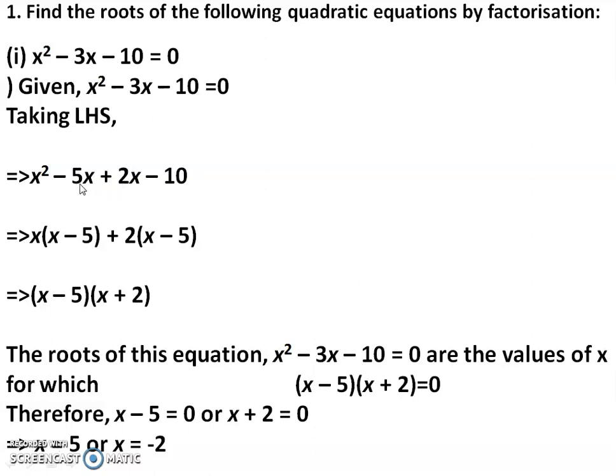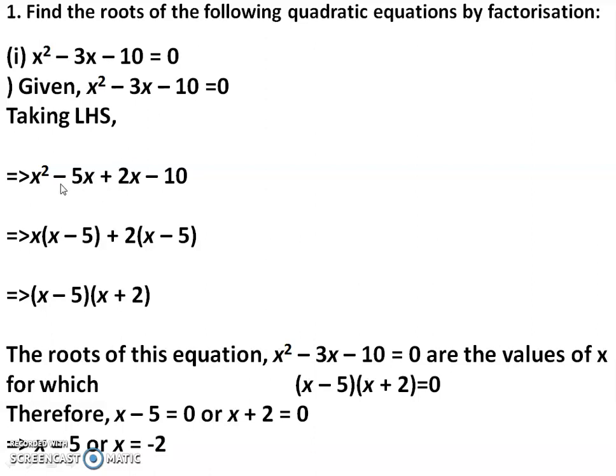How will you conclude that 5 is having negative sign and 2 is having positive sign? I'll show you. The second condition is that when you add, you should get negative 3. When will you get negative 3 as a sum? When the larger number is having negative sign, your sum will have negative sign. That is, negative 5 plus 2 gives you negative 3. Negative 5 into positive 2 gives you negative 10. This is how you split the middle term.